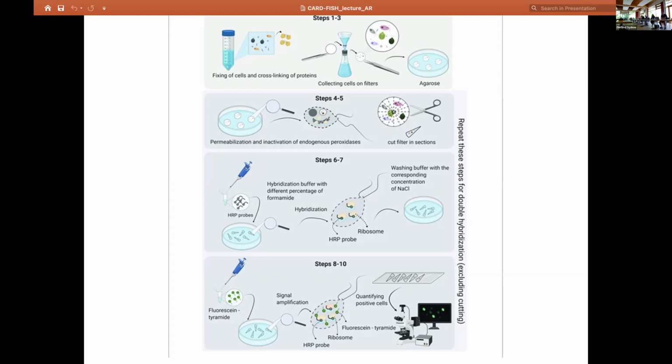In each probe you have one fluorochrome, and in this case, we have an enzyme. So we carry out the hybridization, and then you have to choose different amounts of formamide and temperature to do this hybridization, because you want the probe to attach to the ribosomes of your target organism. Depending on this concentration and the temperature, the binding will be more specific or less specific.